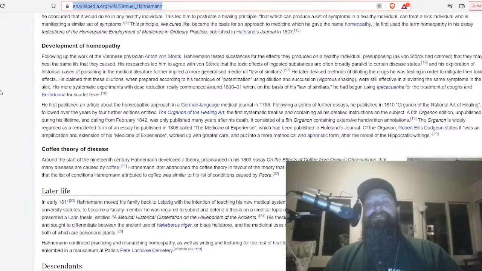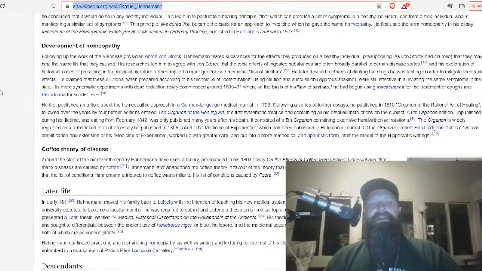Following a series of further essays he published in 1810, Organon of the Rational Art of Healing, followed over the years by 4 further editions entitled The Organon of the Healing Art, the first systemic treatise and containing all his detailed instructions on the subject. A 6th Organon edition, unpublished during his lifetime and dating from February 1842, was only published many years after his death.